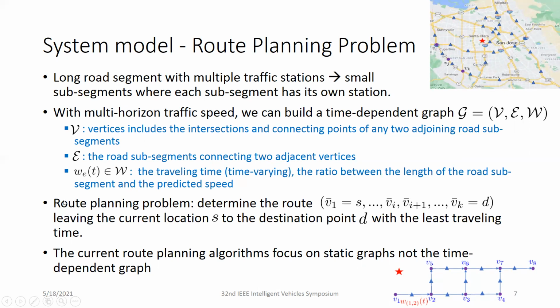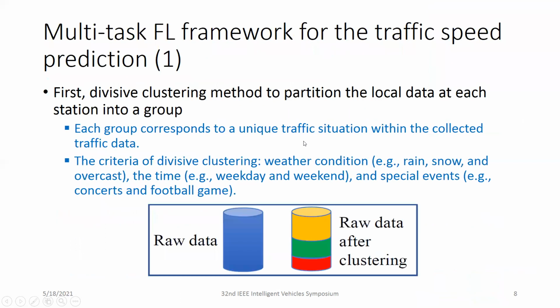So at the end of the day, we have the road planning problem, where we basically determine the route from the current location to the destination point with the least traveling time. Most of the algorithms targeting the road planning problem focus on the static graph, where the weight is fixed over time. But in our case, we change it all the time. So we need to come up with a new solution to tackle the road planning problem in the time-dependent graph.